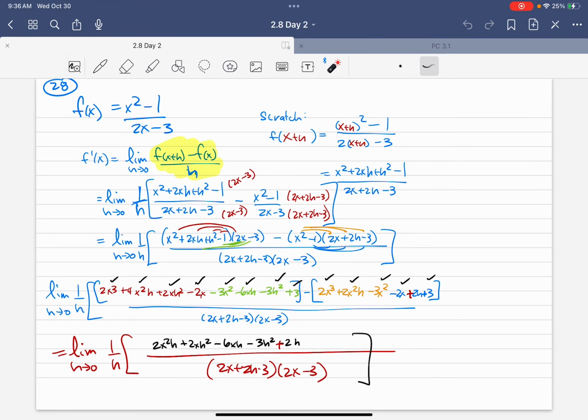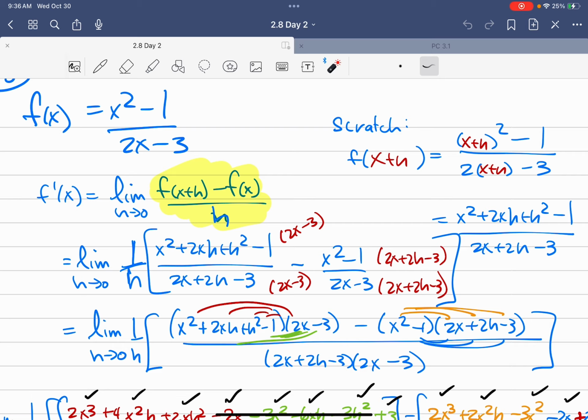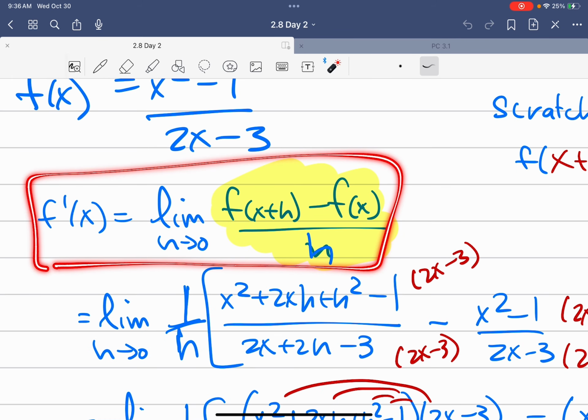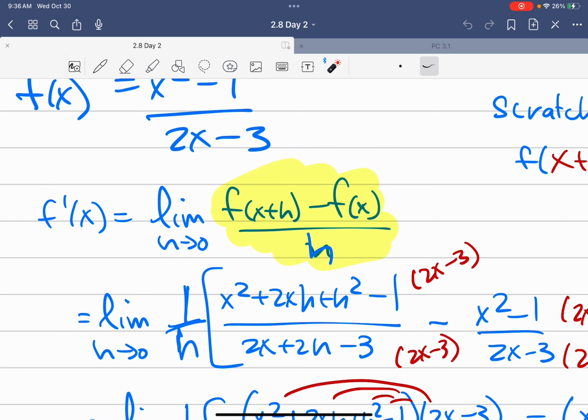So this is 2.8 part 2. If you ask me to take the derivative of this thing, I'm first going to write down the limit definition. It's going to be the limit as h goes to 0 of f of x plus h minus f of x over h.